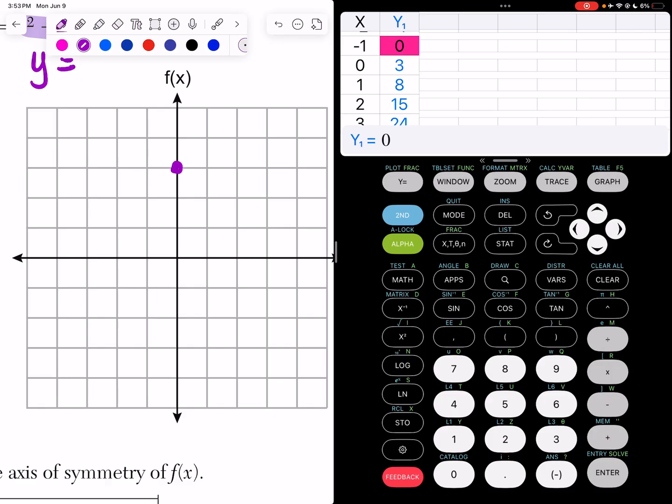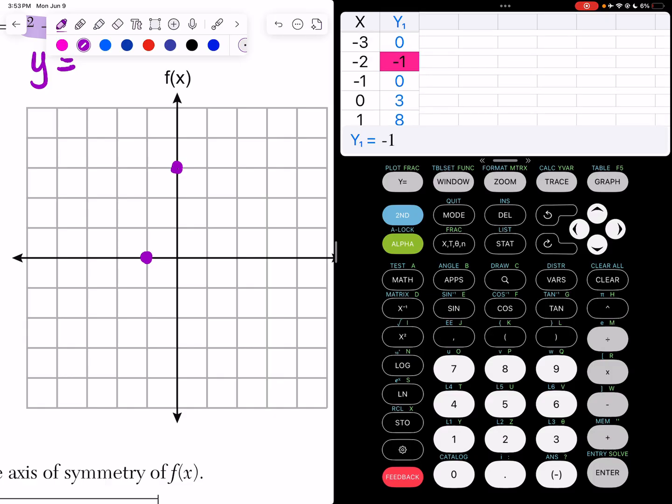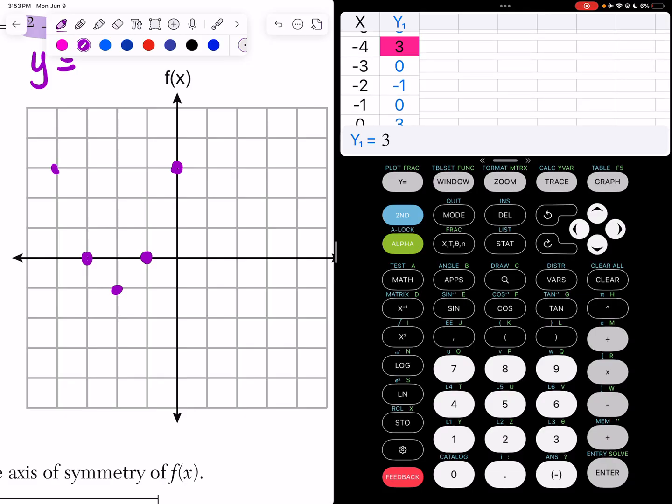I go to -1 and I plot a point at 0. Then I go to -2 and I plot a point at -1. Then I go to -3 and plot a point at 0. Then I go to -4 and plot a point at 3. And I connect my points. Make sure you draw arrows to go on forever and ever.